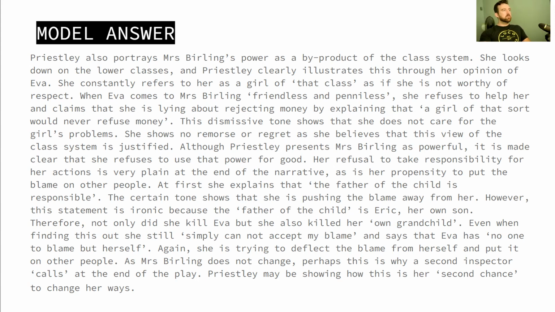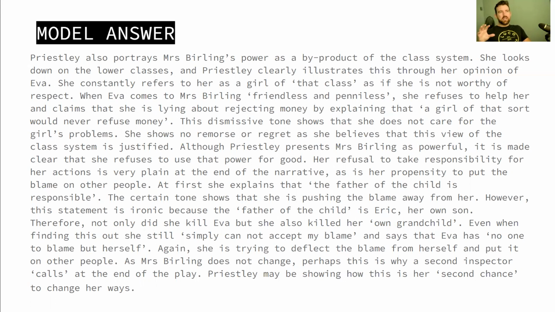When Eva comes to Mrs. Birling, friendless and penniless, she refuses to help her and claims that she's lying about rejecting money by explaining that a girl of that sort would never refuse money. Okay, so this bit here is not brilliant. The problem with it is that the student has started to just explain the narrative. So, Eva comes to Mrs. Birling for help and Mrs. Birling refuses that help and claims that she's lying about the money.